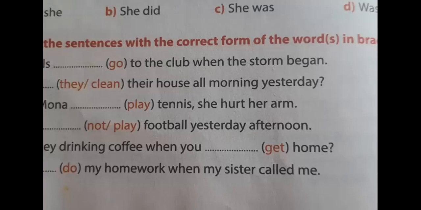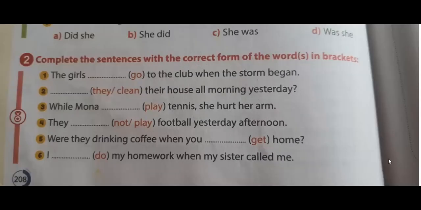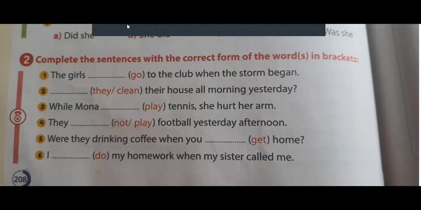So as you see here, let's do it together. Complete the sentences with the correct form of the words in the brackets. The girls to the club when the storm began. Here we have when in the middle. So it's preceded by began, past simple, and before it, past continuous. So the girls were going. Yes, I hear you. You are doing great. That's right. We are going.